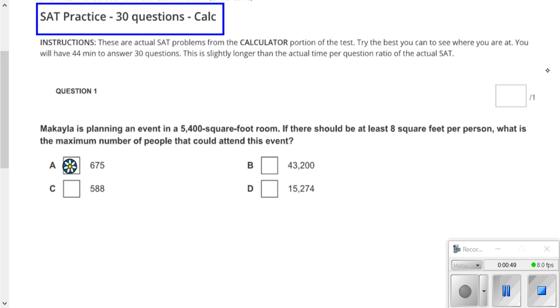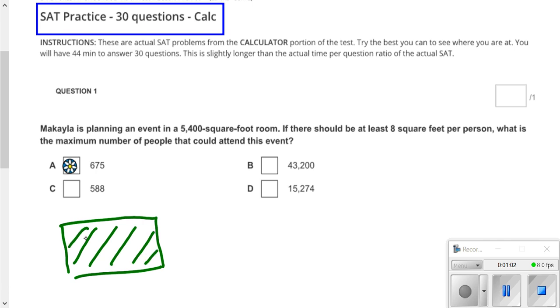Okay, so this person is planning an event in a room that has an area of 5,400 square feet. So that's expressing the space that's available. So there's some room, and this space inside of it, this two-dimensional space, is 5,400 square feet. For every person, it's kind of a social distancing question. For every person in the room, every person requires about 8 square feet. So each person has a space that is 8, and the total amount of space is 5,400. And they're wondering how many people could fit into the room under this rule.